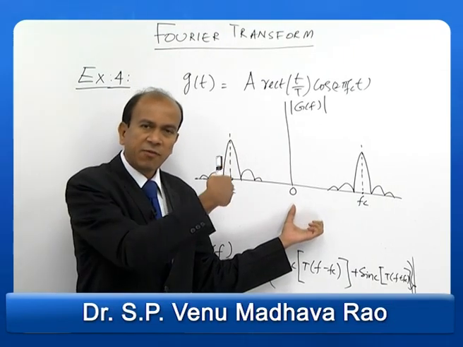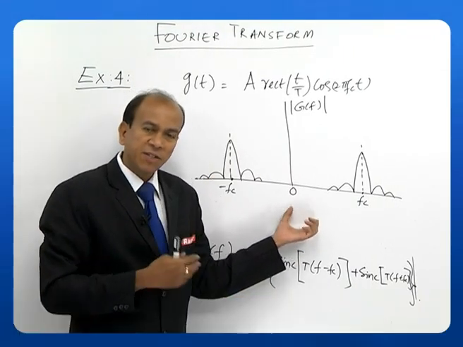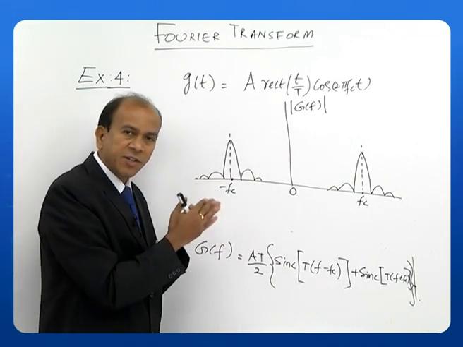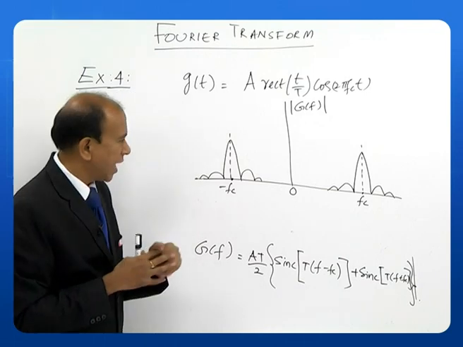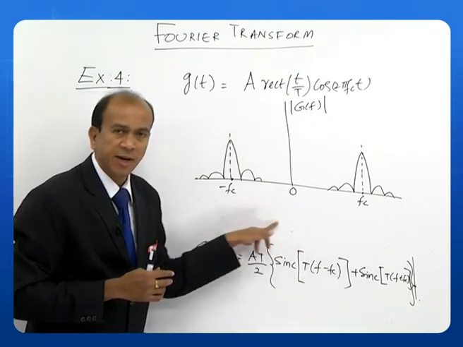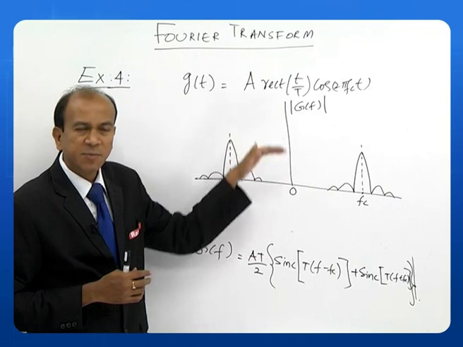If you remember, earlier we drew the g(t) function, which is a rectangular function, that is a cosine function limited to the interval minus T by 2 to T by 2. When we take the Fourier transform of that, I will get two sinc functions which are distributed like this. So, this is the frequency spectrum of the given problem.